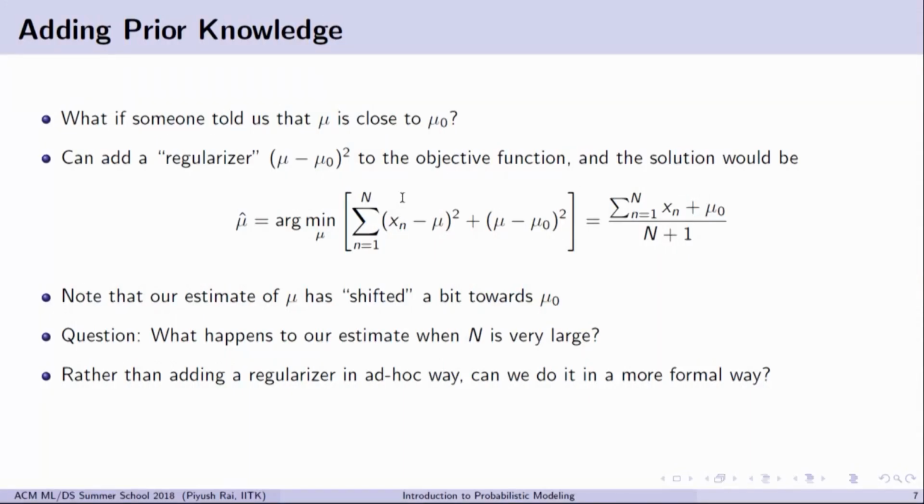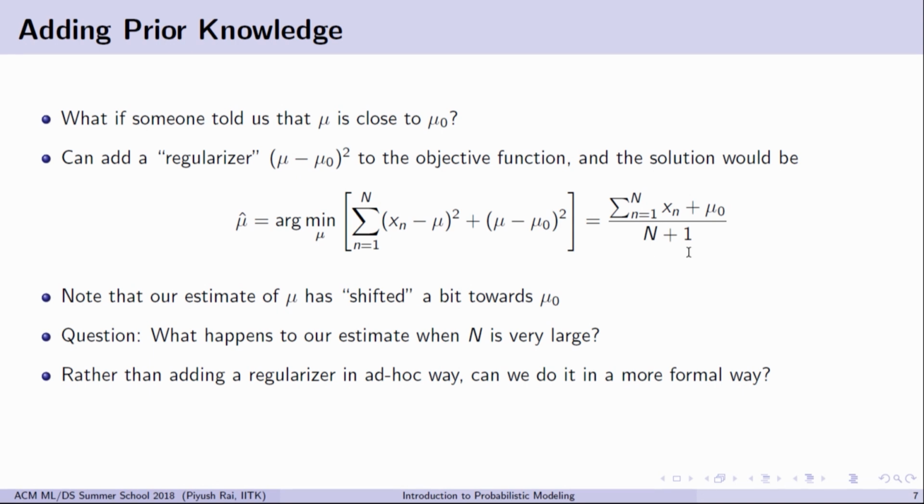As I said here, we wanted to incorporate some prior knowledge about the parameter that we are estimating, right? And we again took an ad hoc approach. We just took the objective function, the sum of squared errors, and we added this regularizer in an ad hoc way. We said that rather than minimizing the sum of the squared deviation, we'll just add the regularizer, and that will give us this solution, right?